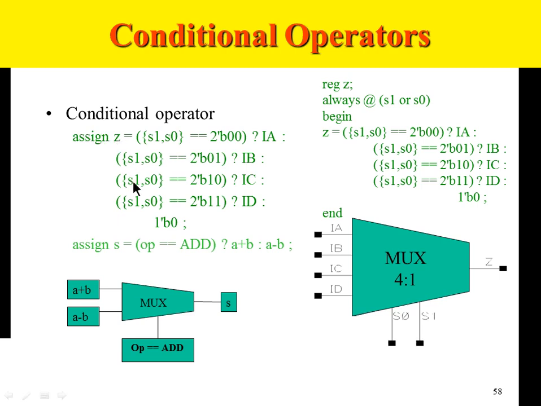Else, check for this condition. S1 S0 is 1 0: input C goes to Z output. Else, if S1 S0 is 1 1, input D goes to Z output.